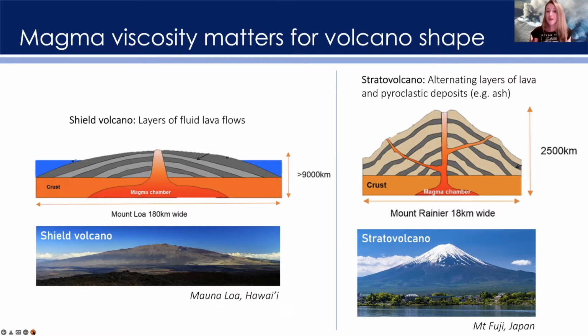And this is due again to the differences in viscosity and eruptive style. If you erupt lots of very fluid lava flows, they'll travel a long distance away from the vent, build up the shield volcano style on the left. Whereas if you've got much more sticky, viscous lava, you'll have layers of lava, but also what we call pyroclastic deposits. And pyroclastic refers to basically anything that's fragmented brittly out of the volcano, mostly volcanic ash, and you'll form these very steep-sided stratovolcanoes.